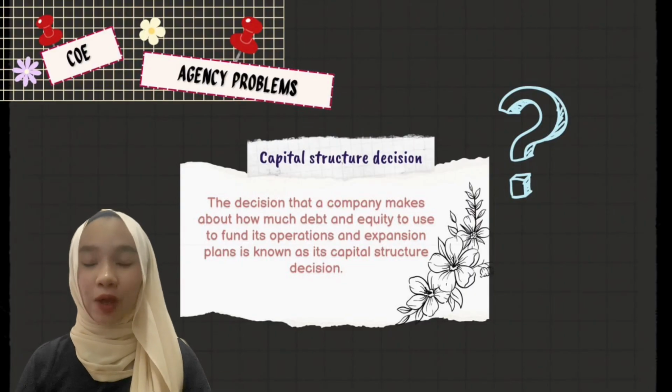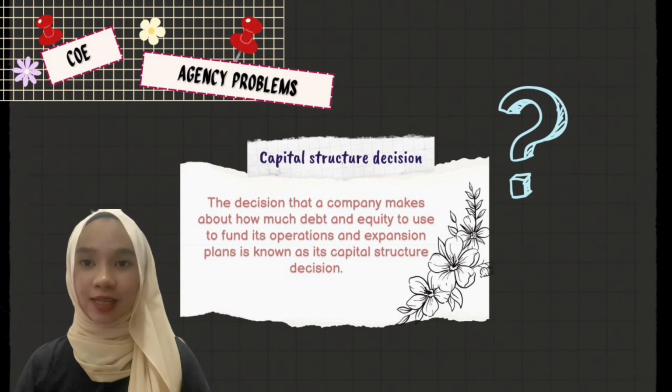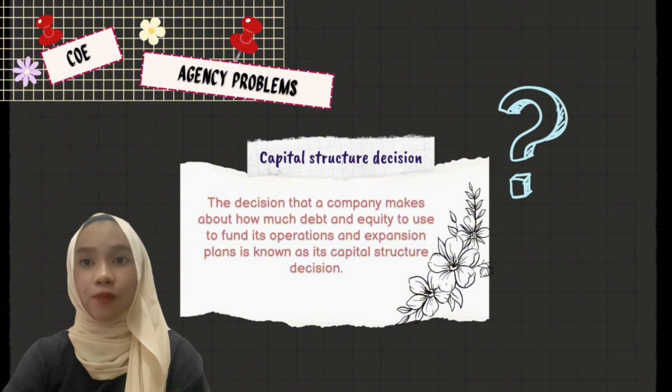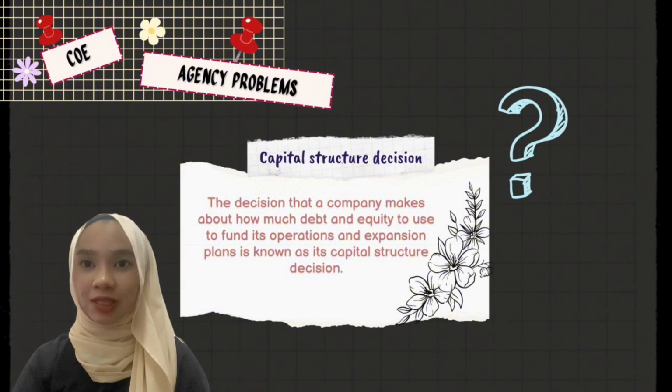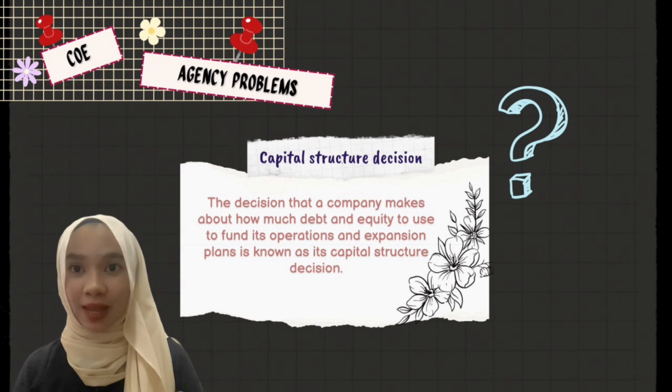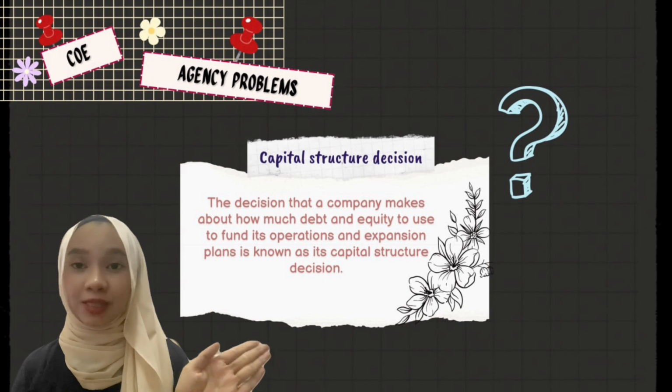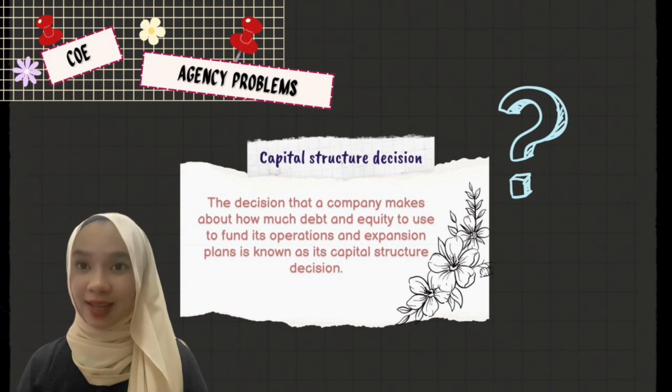Next, we move to agency problems and cost of equity. A company's decision of capital structure can somehow trigger agency problems. First and foremost, the capital structure decision is a decision that a company makes about how much debt and equity to use in order to fund its operation and expansion plan.